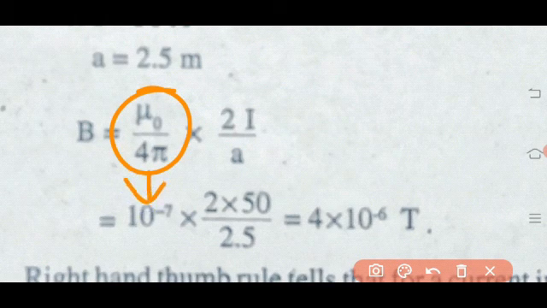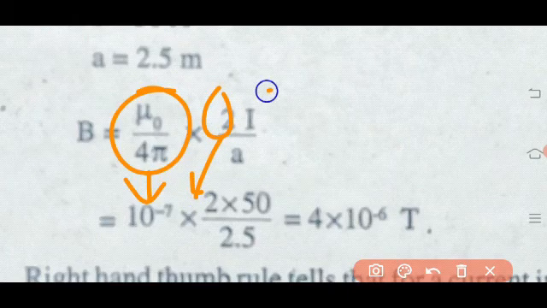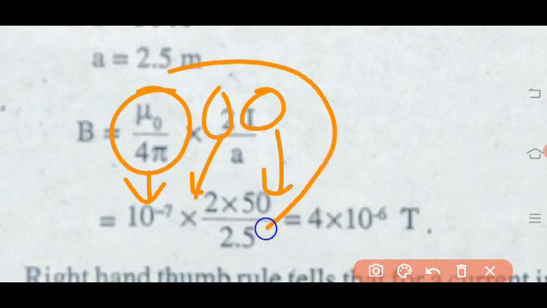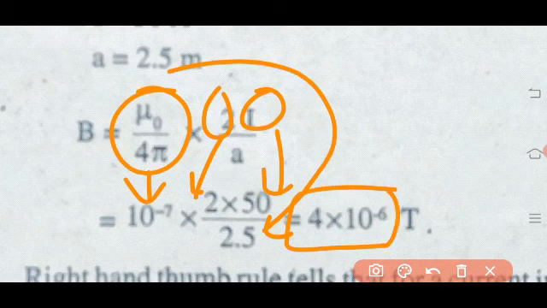What is the value of mu naught by 4 pi? That is 10 to the power of minus 7. Then write 2 as it is. What is the current? 50 amps. Then what is the radius? 2.5. So when you solve, you will get 4 into 10 to the power of minus 6 Tesla. Okay, this is how we can solve.